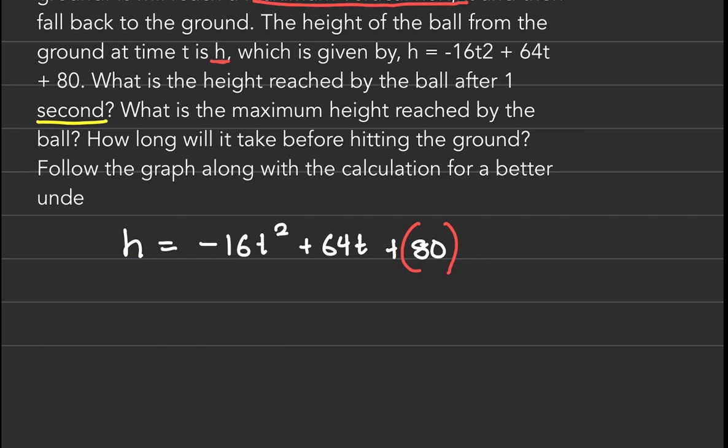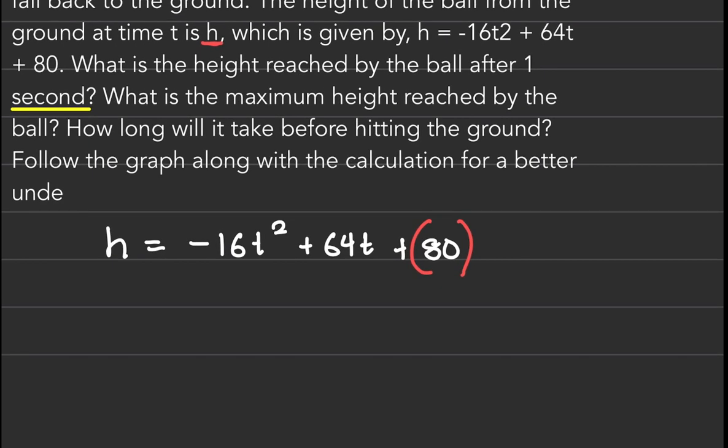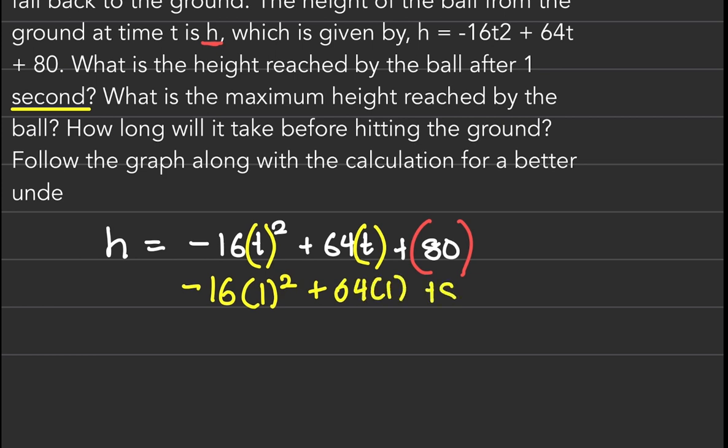Now they've mentioned time here. In this case, the unit of time is considered to be t. So what we simply have to do is replace t with 1. It's that simple. So negative 16 times 1 whole squared plus 64 times 1 plus 80. That should give us negative 16 plus 64 plus 80, which is 128 meters. Perfect. We have that done.